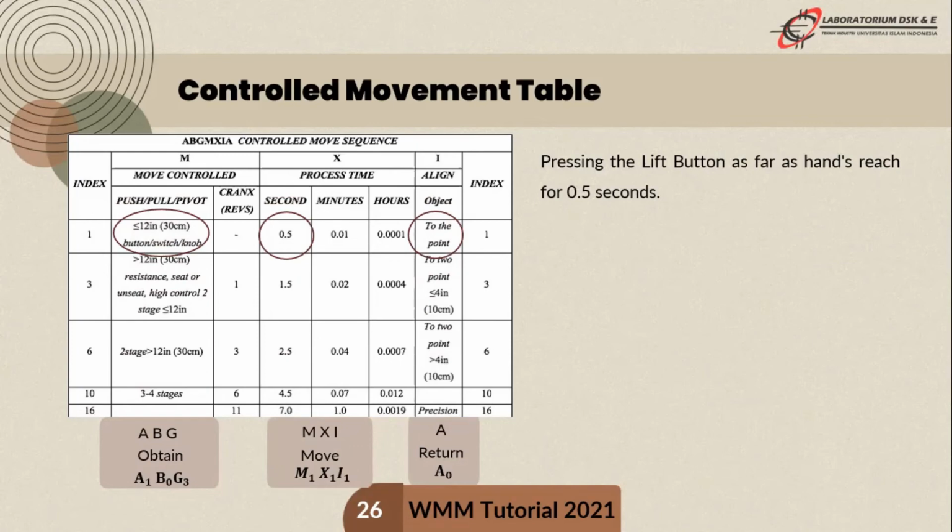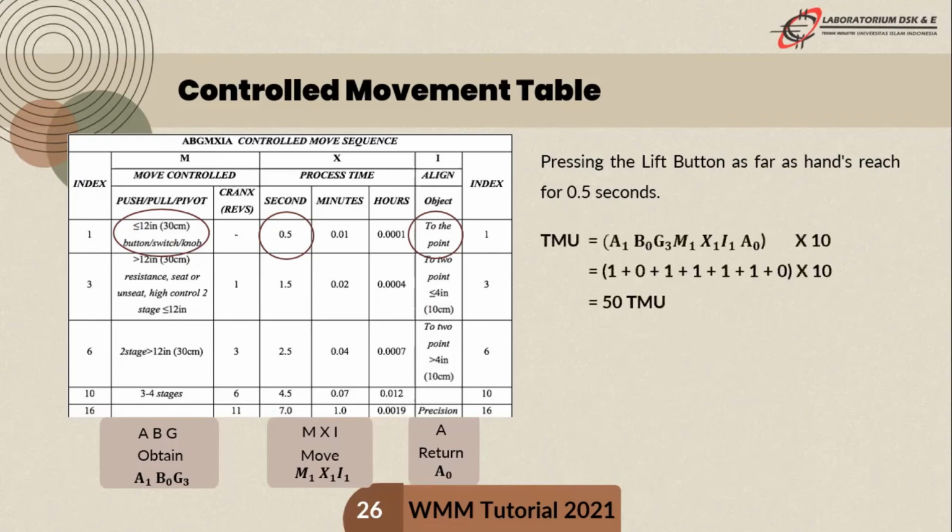For X, it only takes 0.5 seconds, so it's still on the 1 index. And then for I, align is to the point because we want to press the exact lever button. For return, we don't have to return because we stay still. And then we multiply it by 10, and we get the TMU value.